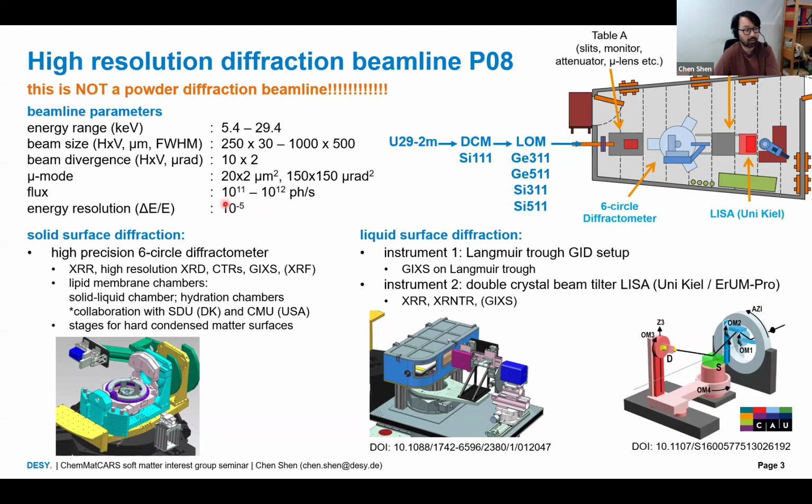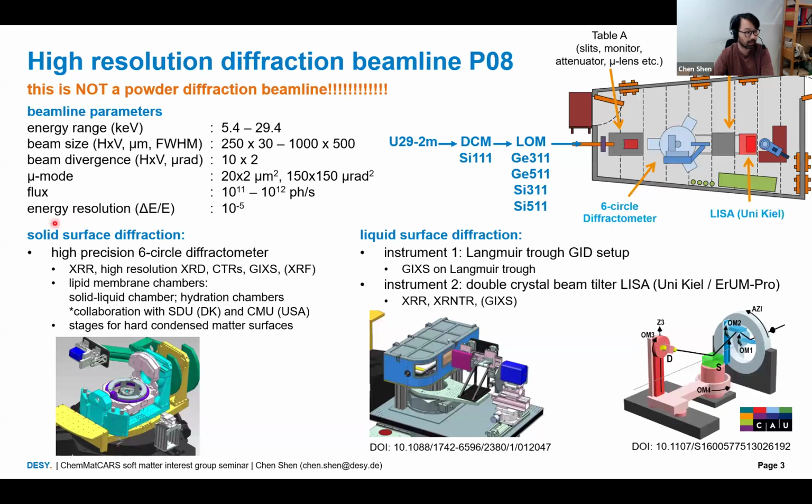But because of this very high resolution, we actually do not have that high flux. The flux is usually 10^11 to 10^12 photons per second. At our beamline, we mostly focus on surface diffraction, that means the scattering and diffraction from both solid surfaces and liquid interfaces and surfaces.